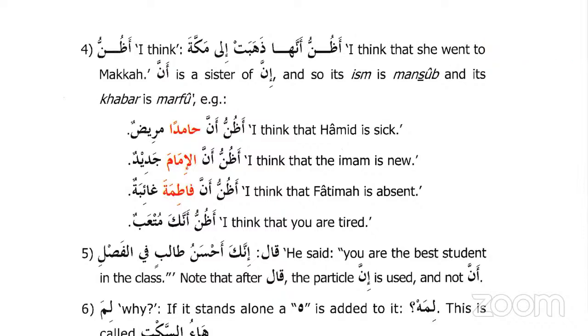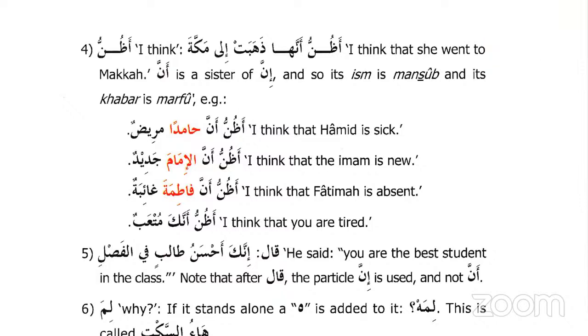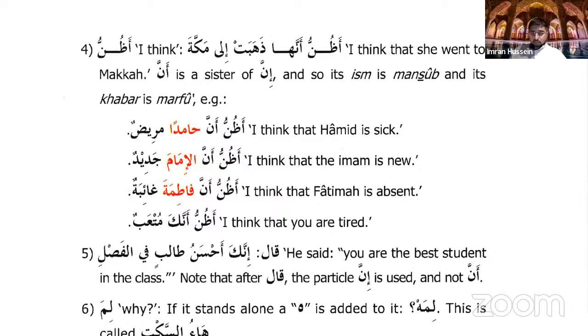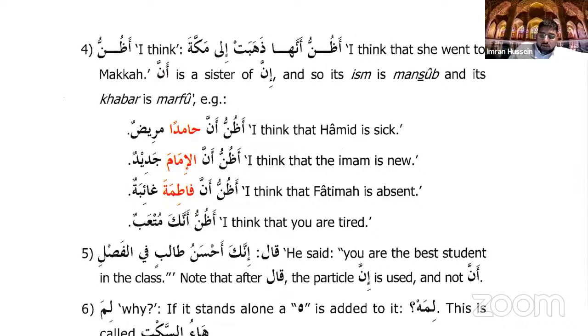Anna is a sister of Inna, and so its ism is mansub, and its khabar is marfu. Example: Adhunnu anna Hamidan marid. I think that Hamid is sick. Adhunnu anna Hamidan maridun. So I think that Hamid is sick.